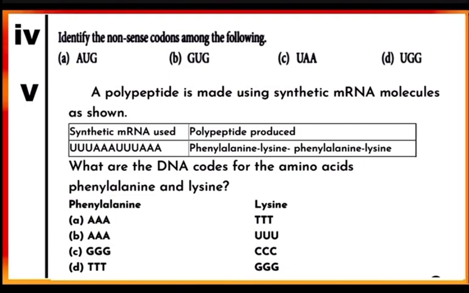Question number 4. Identify the nonsense codons among the following. Nonsense codons are UAA, UAG and UGA, which do not code for any amino acid and are also called stop codons. So here option C, UAA is a nonsense codon. So mark C as a correct answer.